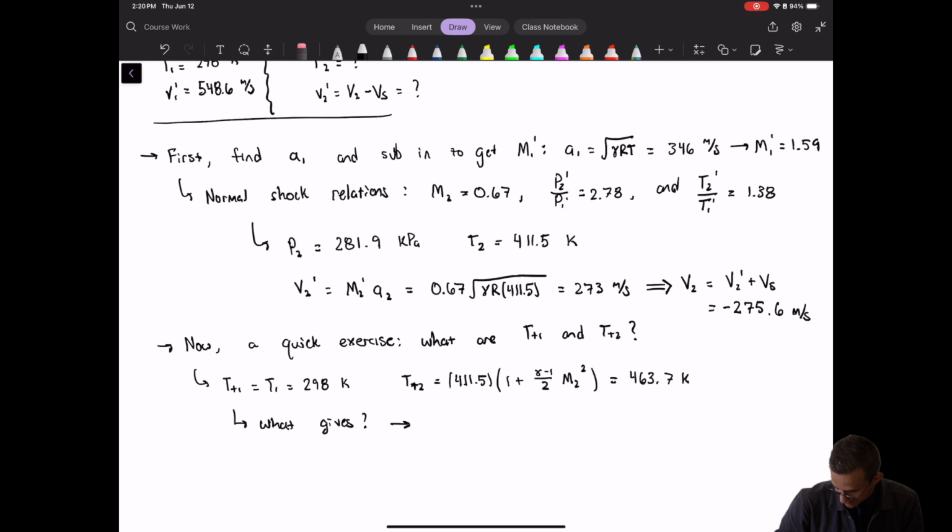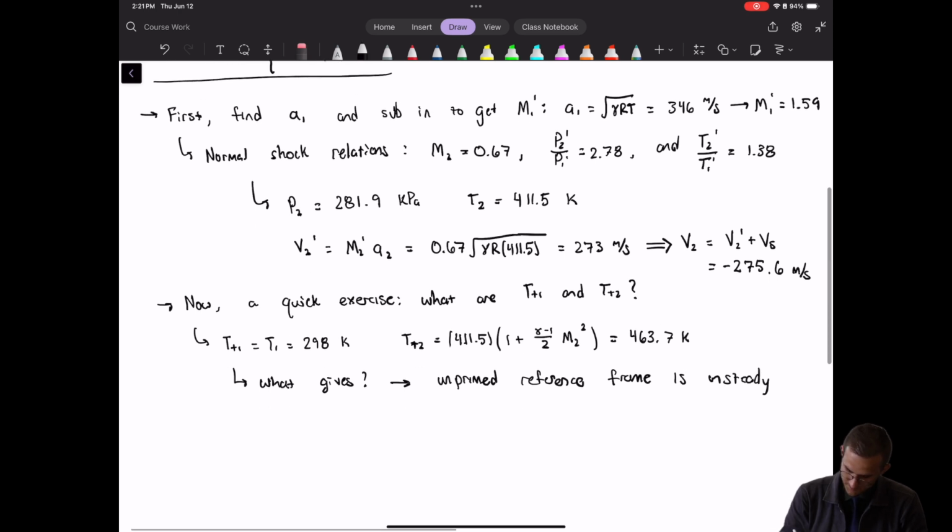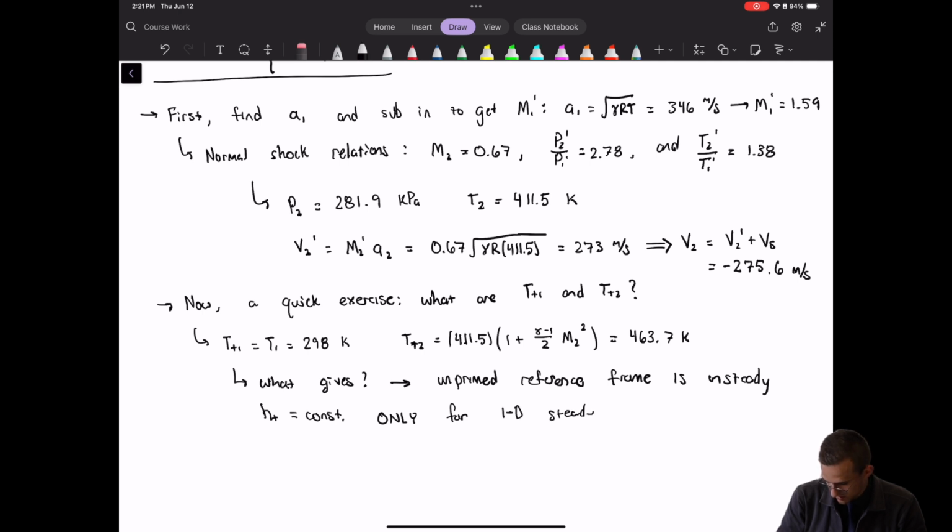The answer to that is the unprimed reference frame is unsteady. HT is equal to a constant only for 1D steady flow with Q equal to WS equal to 0. Okay? So keep that in mind.